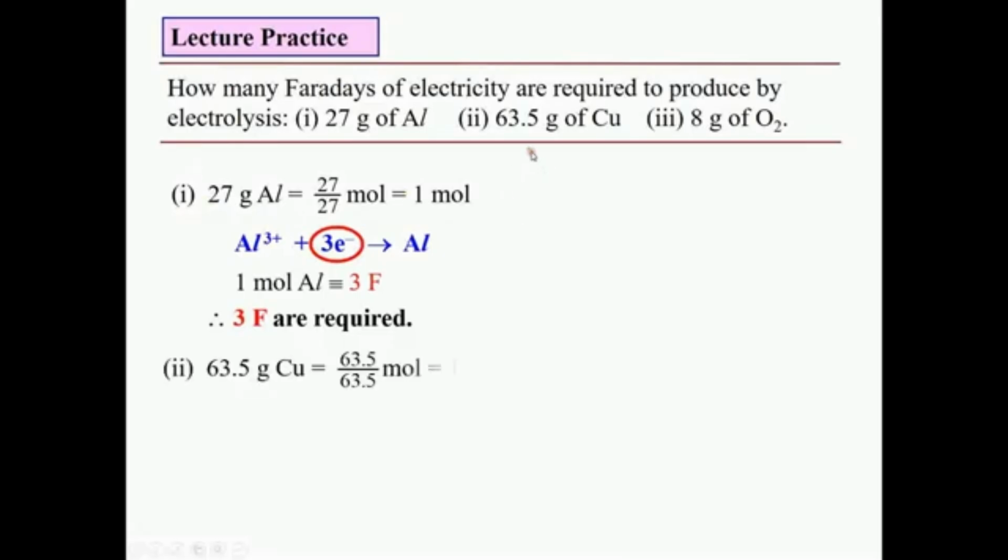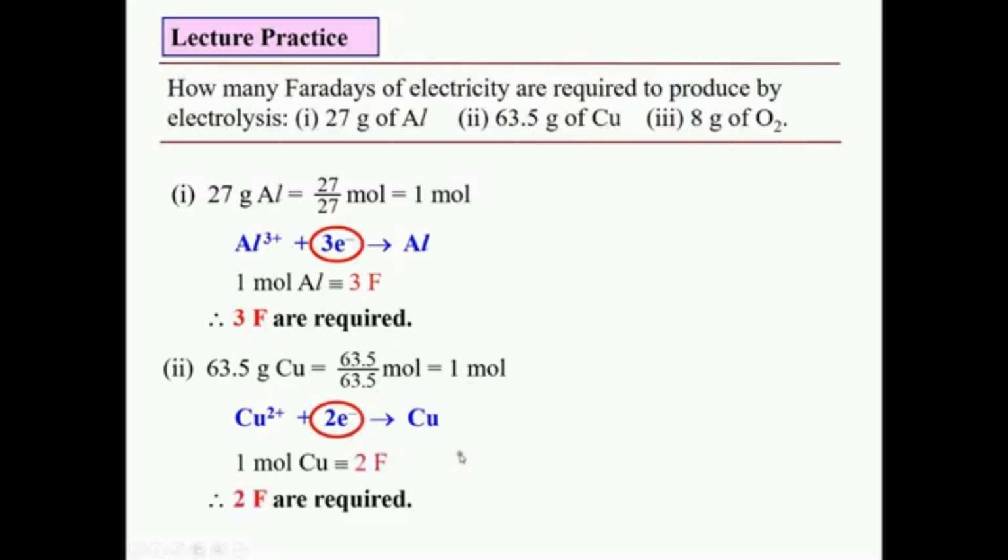Now part 2, 63.5 grams of copper works out to be mass divided by AR, which will give you the mole. That works out to be 1 mole. So for the equation, copper-2 plus 2 electrons to give copper. The equation itself shows that 1 mole of copper is equivalent to 2 Faraday. Hence 2 Faraday will be required to liberate the 63.5 grams of copper.